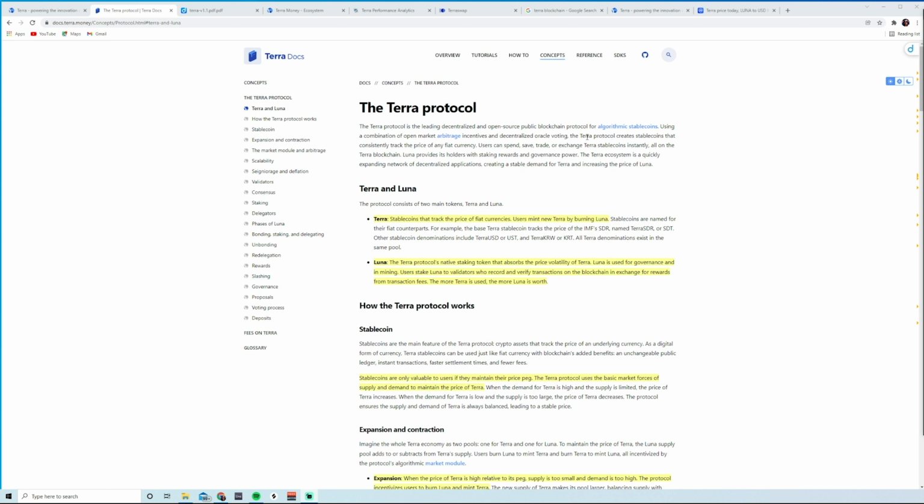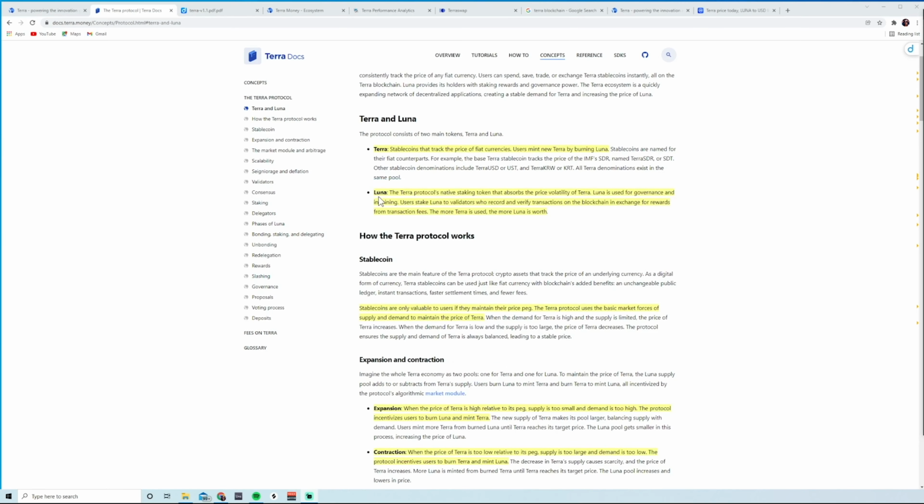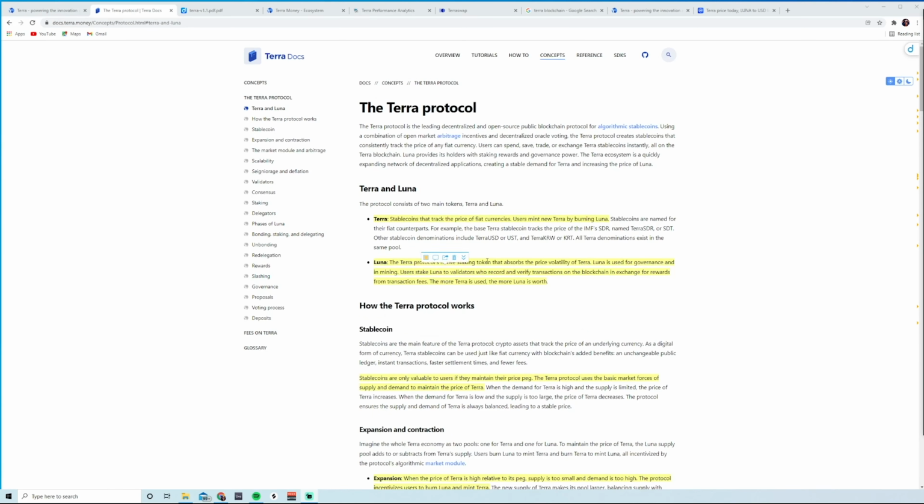When people refer to Terra as a coin, it's a stable coin that tracks the price of fiat currencies. So it's pegged to fiat currencies like USD, UST, or the Korean won, for example. Users mint new Terra by burning Luna, right? This is how the algorithmic stablecoin actually works, through supply and demand, which we will mention later. Now, when they talk about Luna, that is the Terra Protocol's native staking token that absorbs the price volatility of Terra. So that is what Luna is.